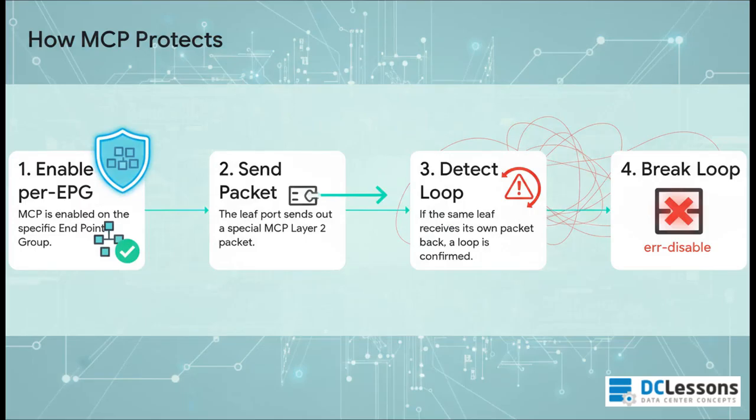So the whole process is really simple, but it's incredibly effective. First, you just enable MCP on the EPG you want to protect. The leaf ports then start sending out these active probes. The second a leaf hears its own probe come back, the loop is confirmed. And finally, it takes that port and puts it into an error disabled state, breaking the loop instantly. It's really that last line of defense against misconfigurations or even someone physically plugging a cable in the wrong place.